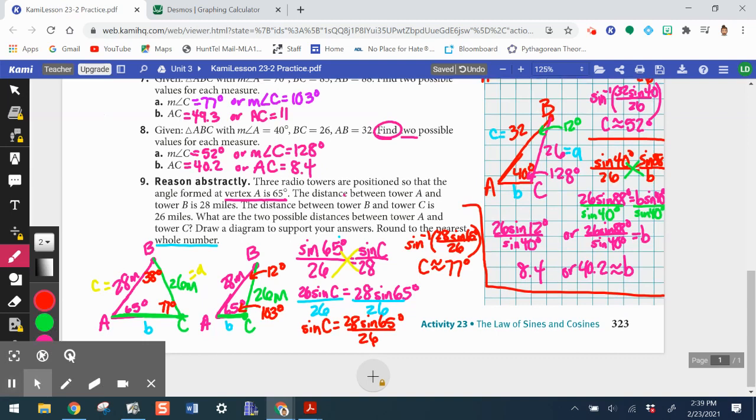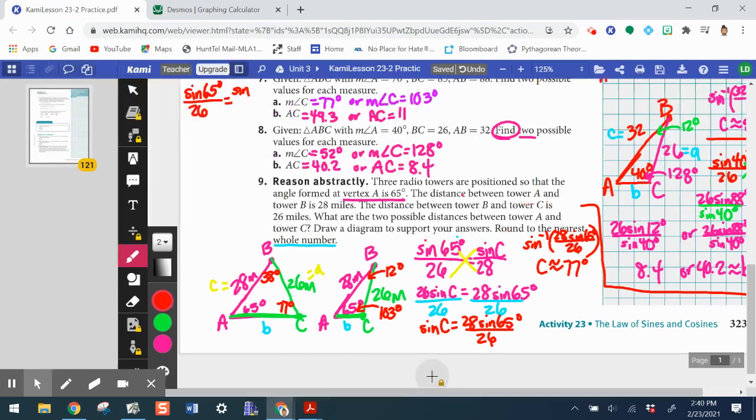So now that we found two possible measures for angle B, we can now find the opposite side of angle B. So again, we'll definitely use the sine of angle A in this situation because we have that angle and its opposite side. I'm actually going to do the work up here. So the sine of angle A, so 65 degrees, over its opposite side, which is 26, is equal to, now that we have a possible measure for angle B, we'll plug that in for sine of B.